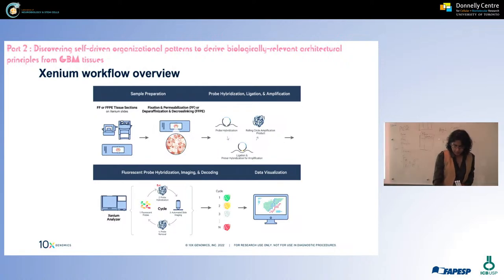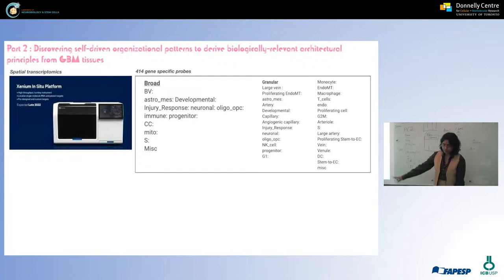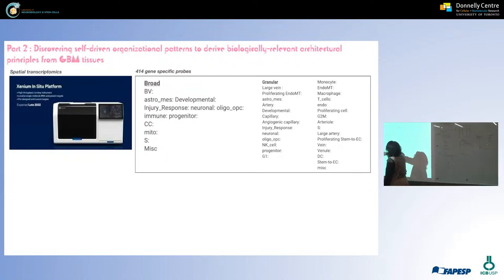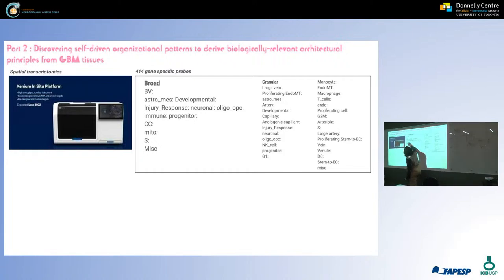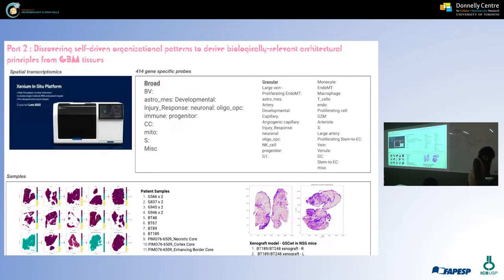And they use different kinds of microscopy techniques that you can read online. So they've all kind of conceptualized for spatial transcriptomics. So my 414 genes that I targeted were very specific. For me, the blood vessels are important. And then, of course, I had immune cells, progenitor cells, injury response, because my lab studies the injury response. I had neuronal, OPC, developmental. But the beauty of this is really, just before I go into that, the samples: I had a whole bunch of patient samples and I also tried xenograft models.